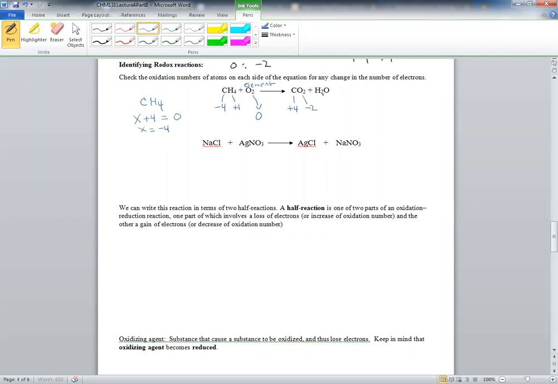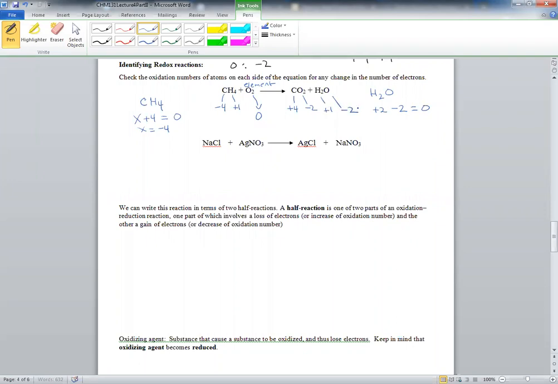We still have to check this. In H2O, again, H is attached to a nonmetal, so that's +2. Overall is a 0. Oxygen would be a -2, so that's a 0. Very well.